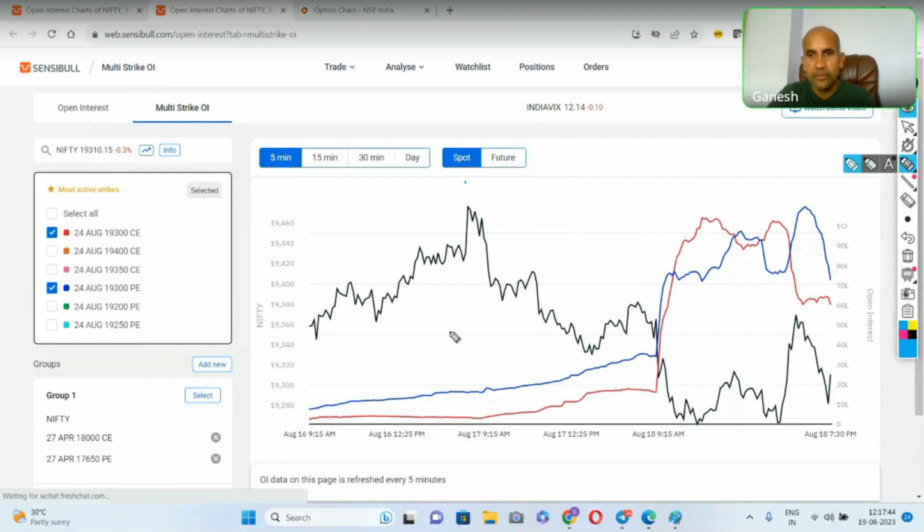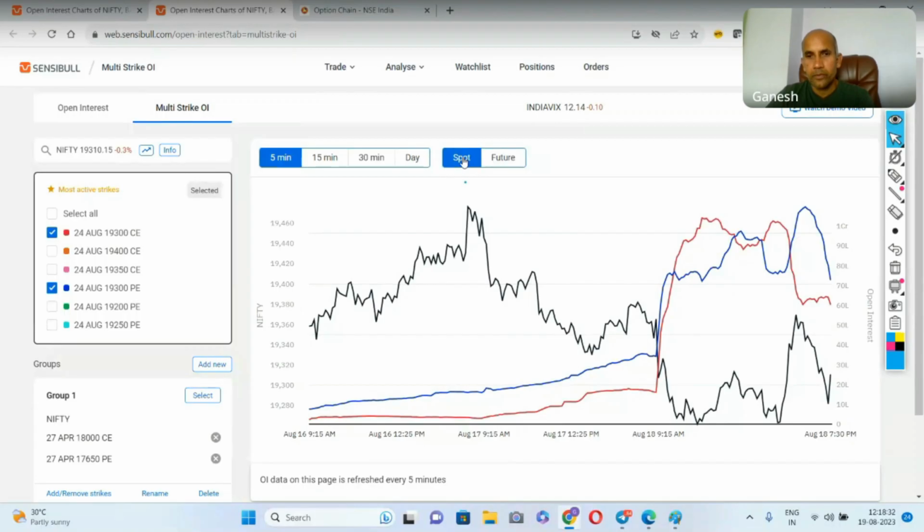This is where the spot is. Here we can see the colors. Now, observe this one. This black color is the spot. What is the spot close here? You know, right? This black color is indicating the spot close. What has happened here?